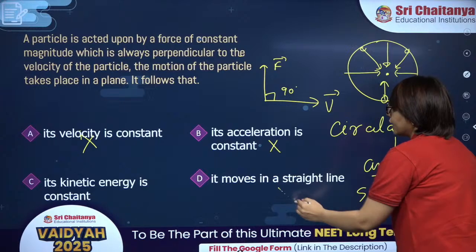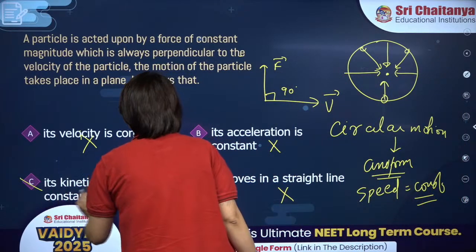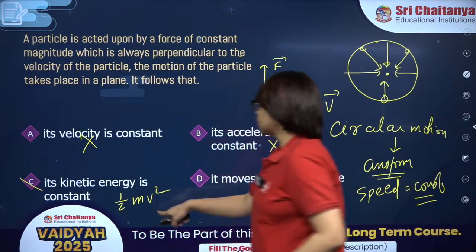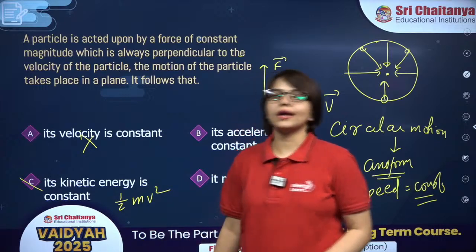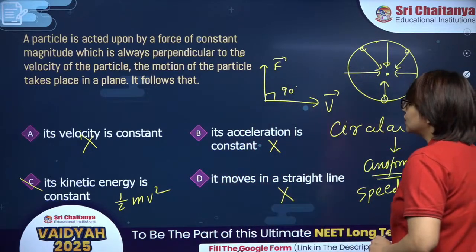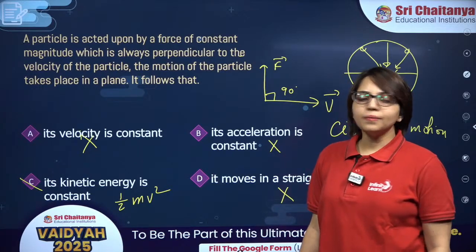It moves in a straight line? No, it is moving on a circular path. So its kinetic energy will be constant because kinetic energy is half mv square. V is constant in magnitude, m is constant. So half mv square is nothing but the kinetic energy, and it will be constant, which is option C over here. Chaliye, let's move on to the next question over here.